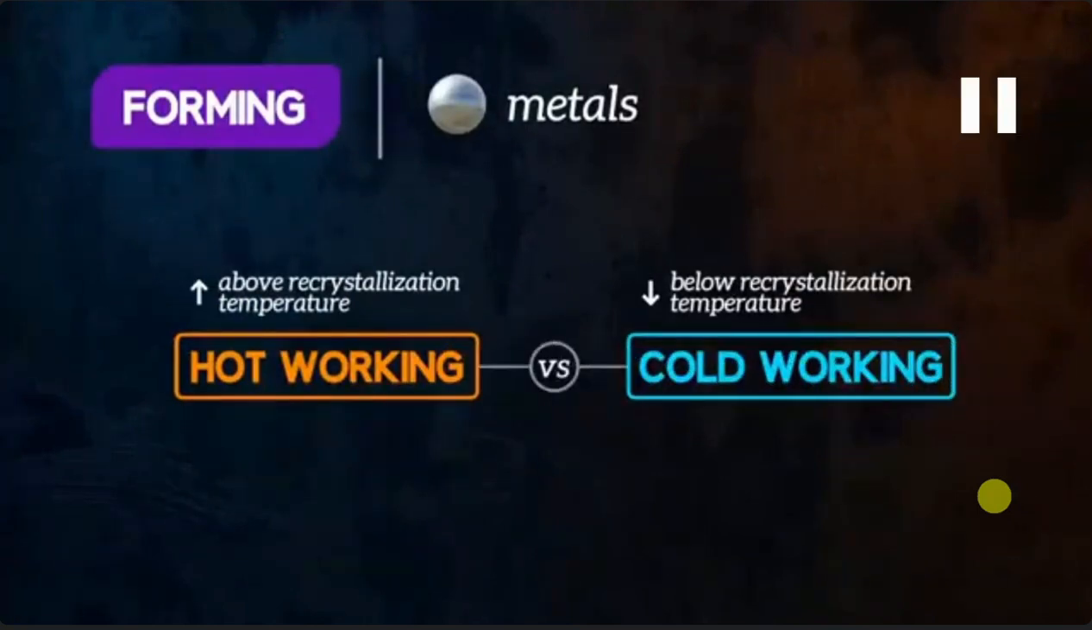In the forming process, we manufacture using metal material, the product is made of metal. Basically here we follow two working processes. One is the hot working process and another one is the cold working process. What is the difference between hot working and cold working? Hot working means we heat the material above the recrystallization temperature, then we do the forming process. Cold working means we work the material below the recrystallization temperature.